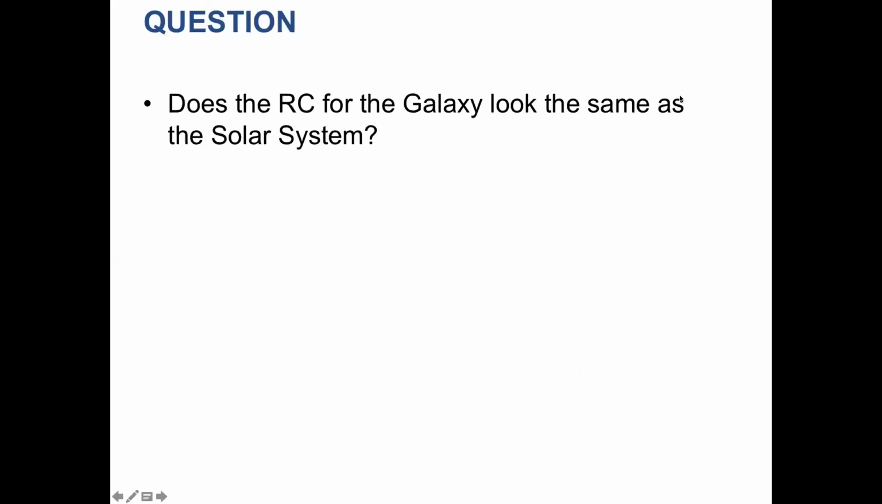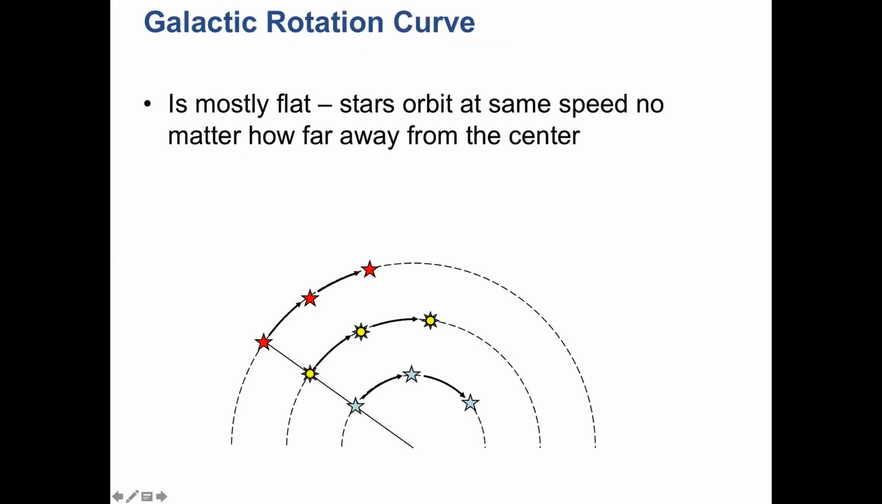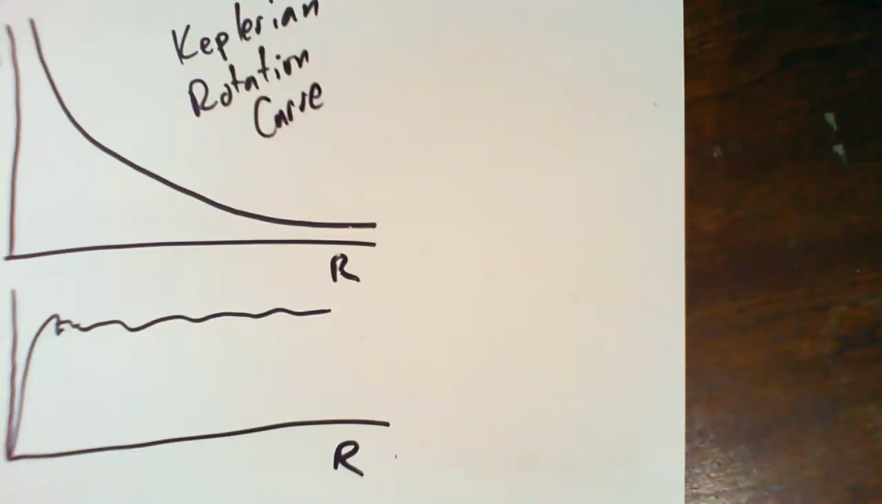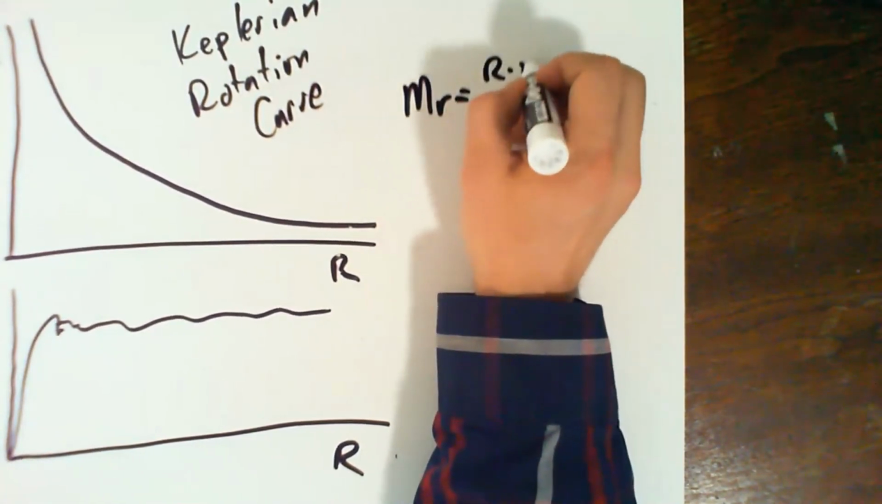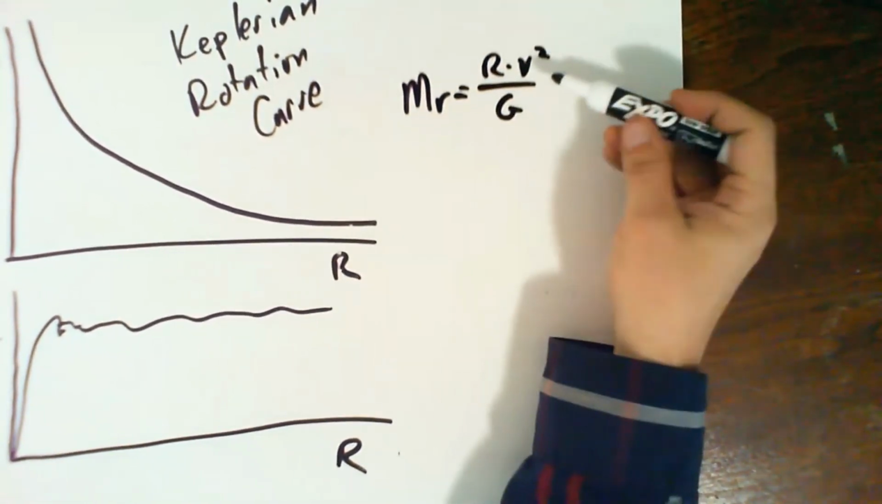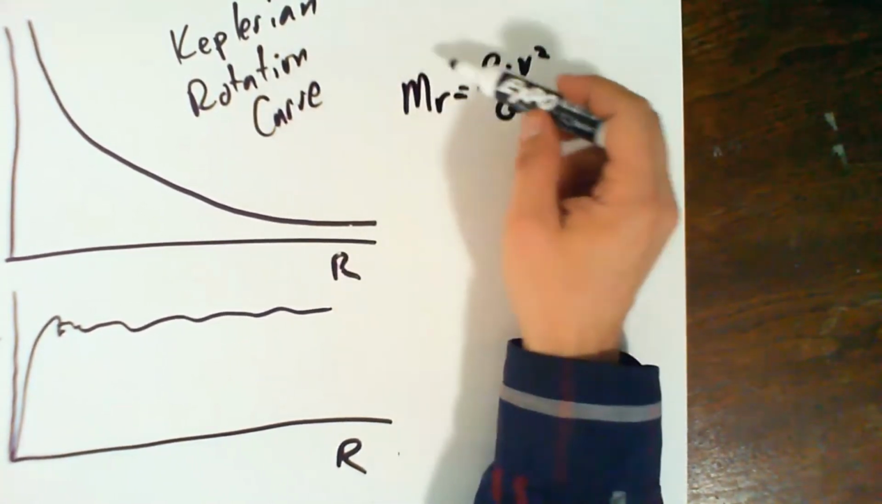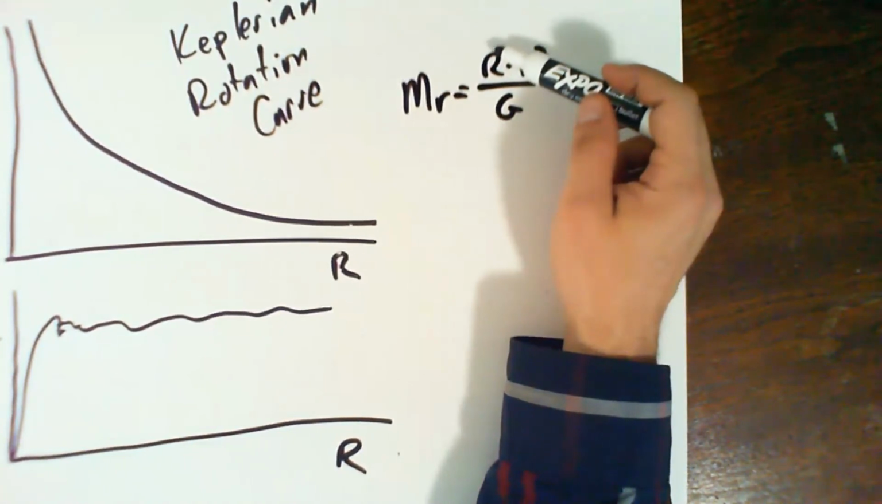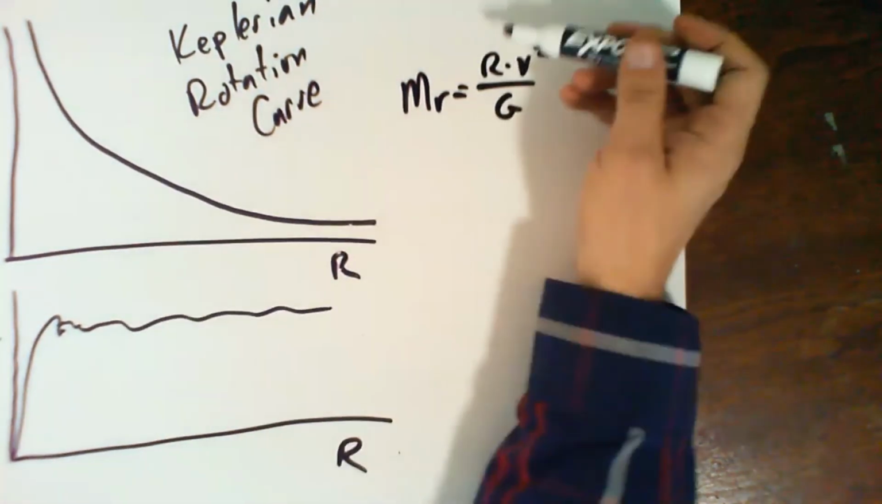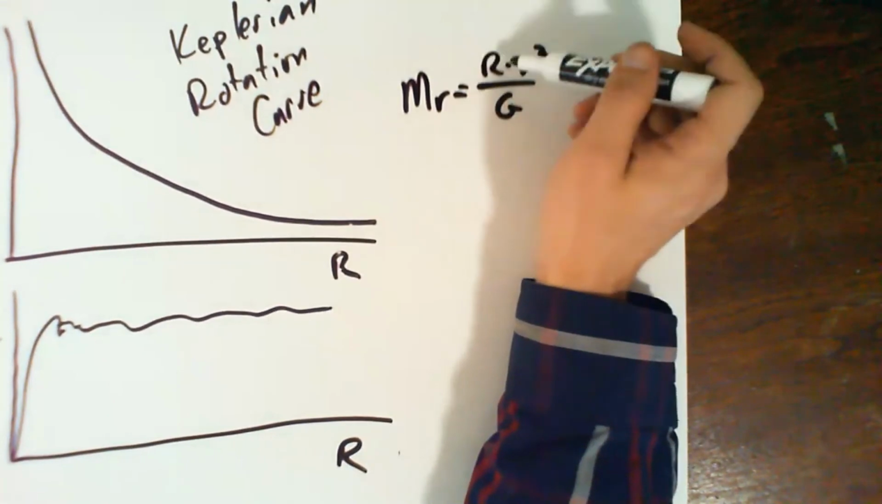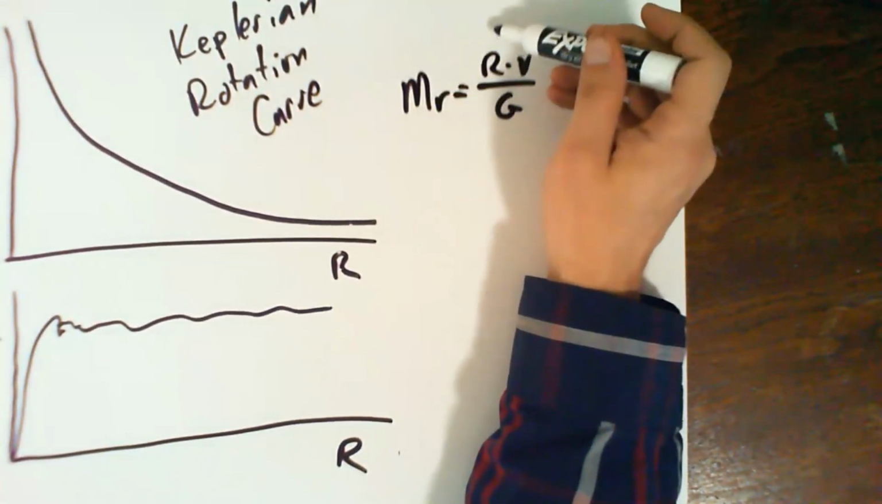In fact, let me bring back the whiteboard. Here's the whiteboard. We've got some real estate on it now. Think about this particular equation, M of r equals r times v squared over G. Let's think about this for the Keplerian case, right? All the mass is at the center of the solar system. And so as you increase r, v has to go down, because M isn't changing. If M isn't changing and r goes up, v has to go down to keep this equal.